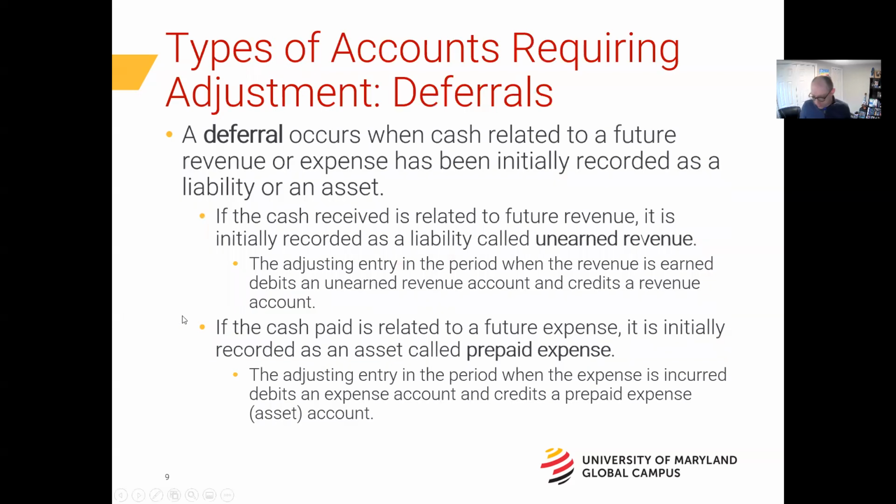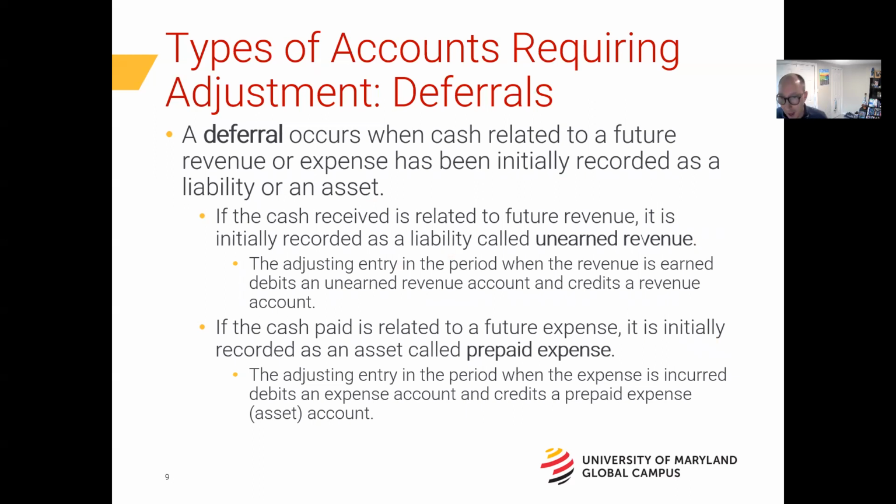So that's accruals. Now let's talk about deferrals. The word defer means to put off, right? Defer, I defer it. I'm putting it off. A deferral in accounting is when cash related to a future revenue has initially been recorded. Okay. So an example of this would be unearned revenue. A revenue is unearned, meaning I received the cash, but I have not yet provided the good or the service to the customer. Therefore, it is unearned revenue.